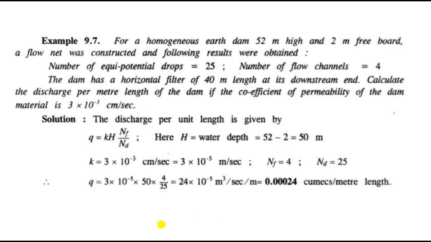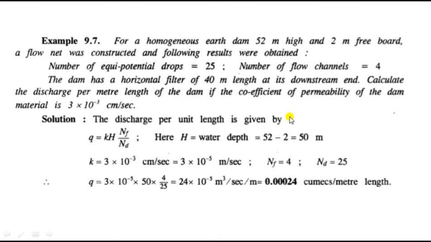Now see the example. For a homogeneous earthen dam, 52-meter height and 2-meter freeboard, a flow net was constructed and the following result was obtained. Number of equipotential drops was 25. Number of flow channels is equal to 4. The dam has a horizontal filter of 40-meter length at its downstream end. Calculate the discharge per meter length of dam if the coefficient of permeability of the dam material is 3 into 10 raised to minus 3 centimeter per second.